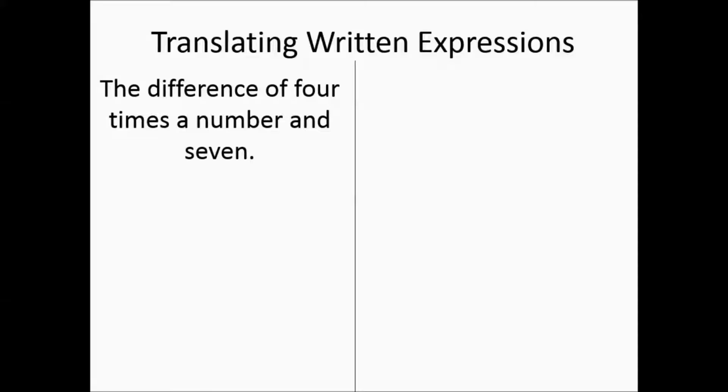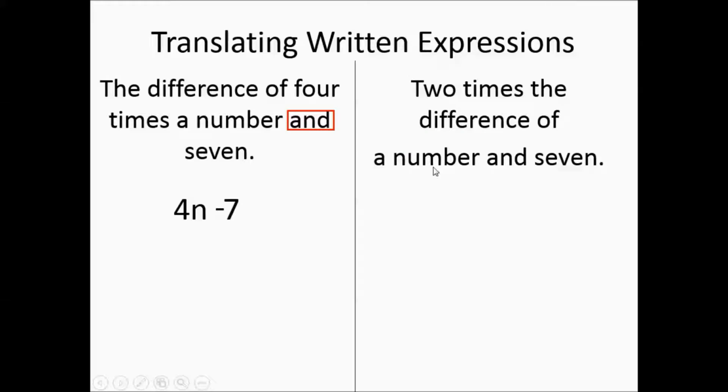The difference of 4 times a number and 7. Difference means you're subtracting, and the two things you're subtracting are separated by the word and. So I'm going to go ahead and write my subtraction sign. That's for the difference of. And then what was in front of the and, 4 times a number. So we have the 4 times a number in front of the and, and a 7 is after the word and, and that's why it's going there. So 4n minus 7.